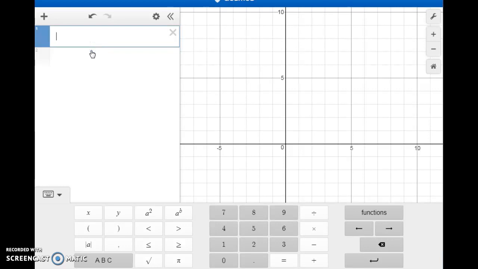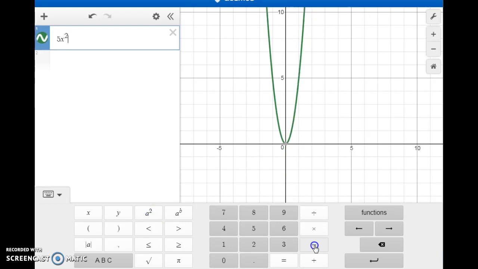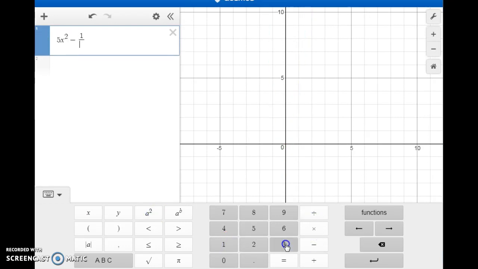So I'll do 5x squared minus 1 over 3, then put parentheses, 6x minus 4, plus 2x squared. Beautiful, gave me a nice little graph. So try your answer choices.